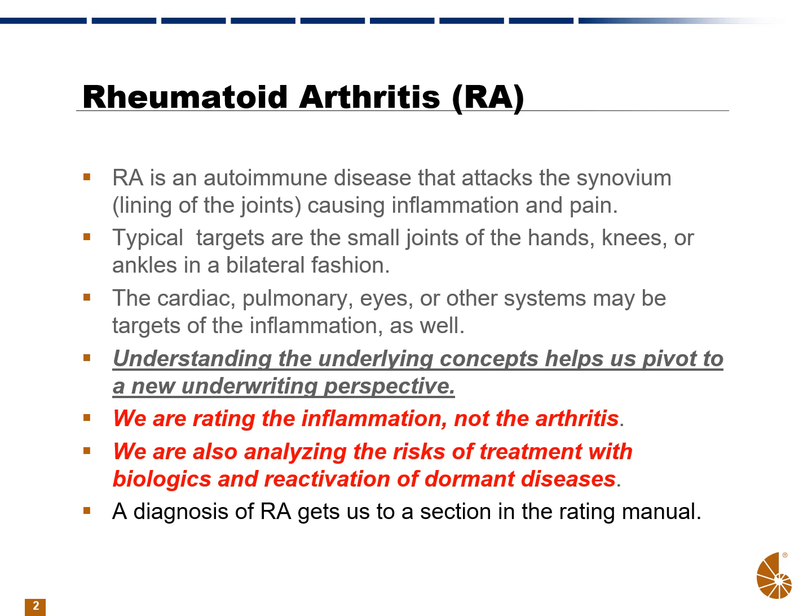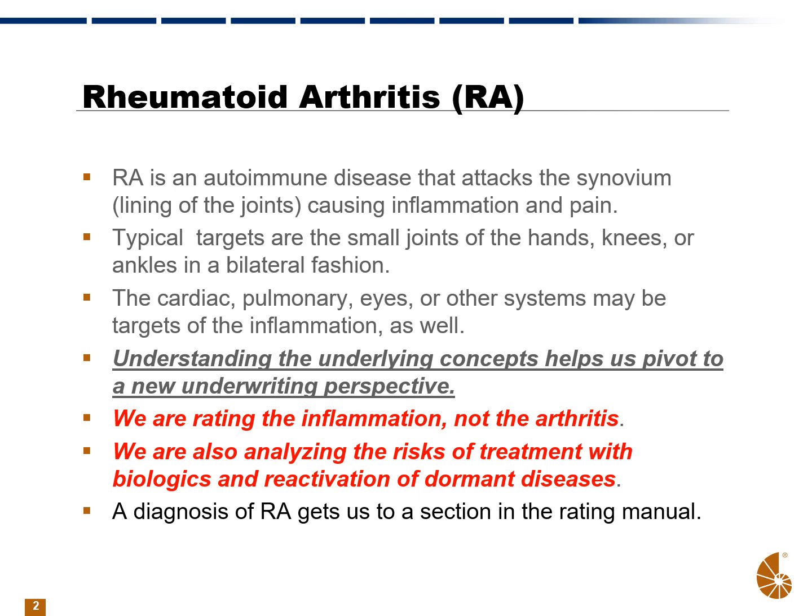However, there are downstream side problems, including cardiac, pulmonary, eyes, or other systems that may be the target of the inflammation that causes rheumatoid arthritis as well. Understanding the underlying concepts helps us pivot to a new underwriting perspective of rating the inflammation, not just the arthritis that's diagnosed when rheumatoid arthritis is found.